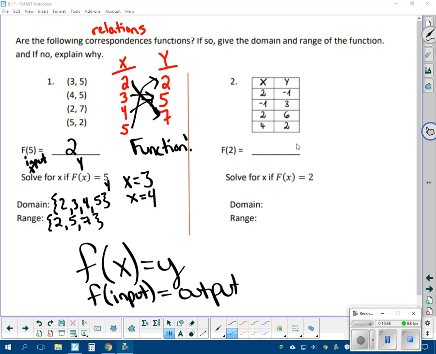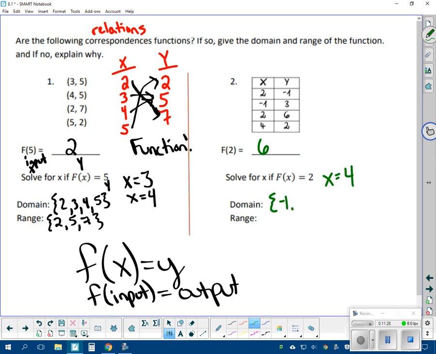Okay, example 2 is really similar, just instead of them giving us the list of ordered pairs, they gave it to us in a t-chart. Pause the video, go ahead and try it. f of 2, 2 is your input, your output 6, right here. Solve for x if f of x equals 2. Now 2 is your output. Look at the difference between those. Input, output. So when 2 is your output, it's your y value. Your input was 4.